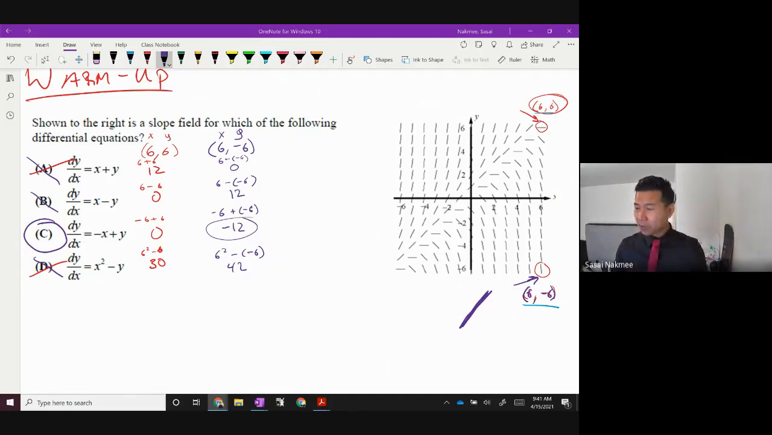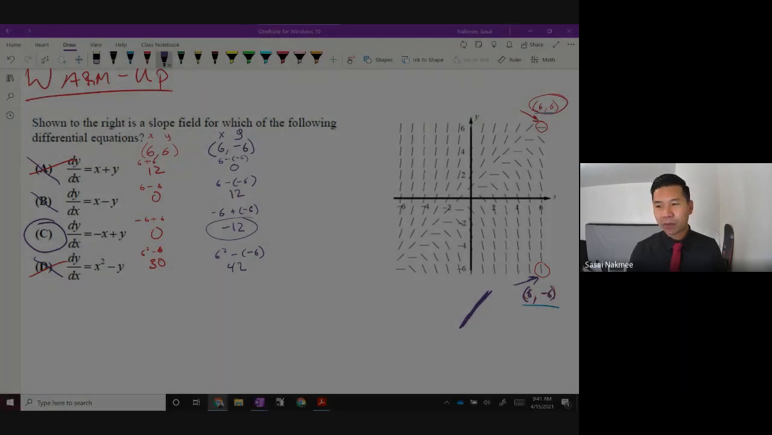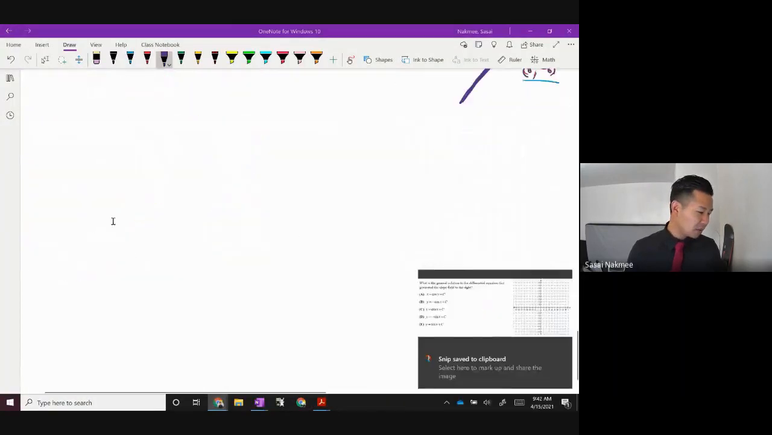Now, you've got to read these questions carefully, right? Because this one is asking which one was the differential equation that matches up with that slope field. Sometimes they ask it a little bit differently. They'll ask it something like this. They'll give you a slope field, and they'll ask you what was the general solution to this differential equation, which is basically a fancy way of saying what was the original equation like?